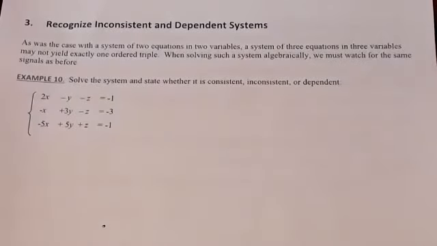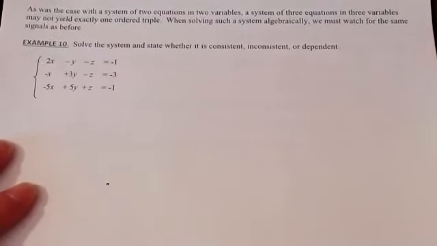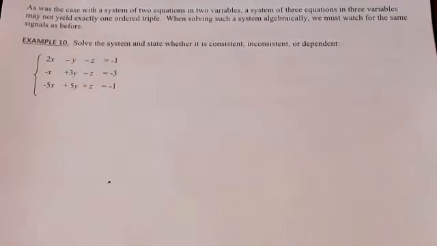Recognizing inconsistent dependent systems. Well, we've seen that with systems that contain two unknowns and two equations. That can happen with a system that has three unknowns. So essentially, we're still watching for that same idea. What I'd like us to do this time is start solving the system by eliminating z. I'm going to pause the video so that you can have an opportunity to explore this one.